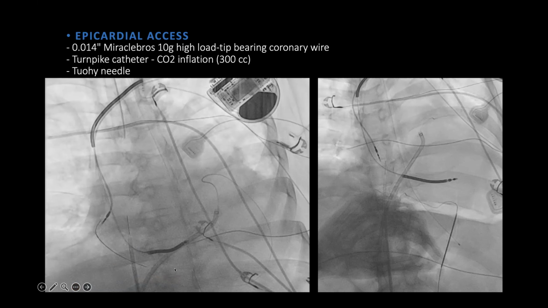Technically it was a Marachlebros high-load tip, and over that I passed a special catheter called the Turnpike catheter, which allows us to inflate CO2. That's the silhouette we can see here in the epicardial space. That's one of the techniques to get an easier epicardial access or puncture. It's like doing the puncture in a patient that has an effusion, basically, so it's easier than what we call a dry tap. So this is the whole technique to get epicardial access.